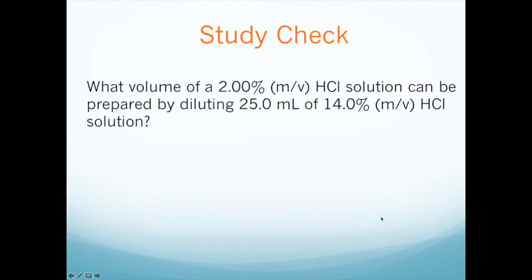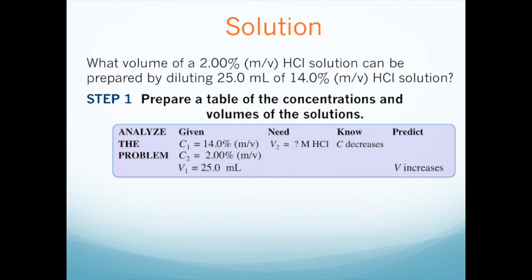Another example, using percent this time. What volume of a 2% by mass to volume hydrochloric acid solution can be prepared by diluting 25 milliliters of 14% hydrochloric acid solution? So we start by listing our known quantities. The first concentration is 14%, the final concentration is 2%, and the initial volume is 25 milliliters, and we need to find the final volume. We know that the concentration is decreasing, so we predict that the volume will increase.